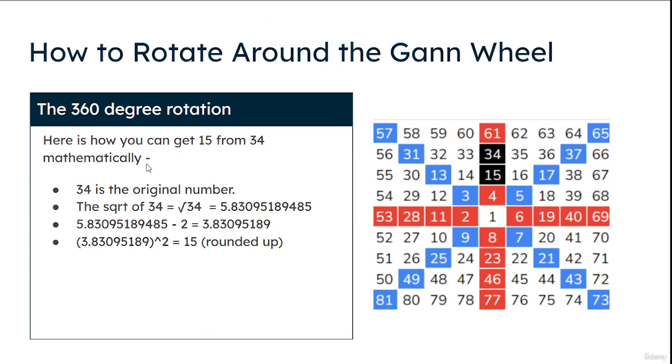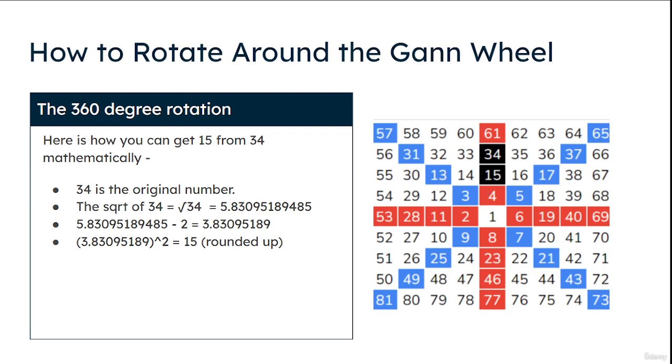Now, can you get the number 15 from 34 mathematically? You can actually get that. 34 is the original number. If you take the square root of 34, you will get this number. Now subtract the number 2, we will see why the number 2 comes in. You will get this number. Now if you square it, you will get 15. So that's how you can also mathematically get the number 15 without seeing the Gann wheel or the Gann Square of 9.